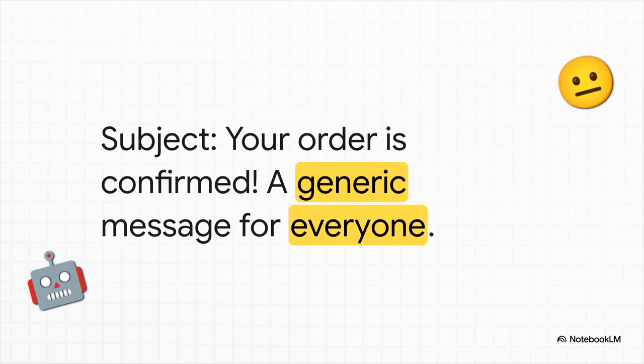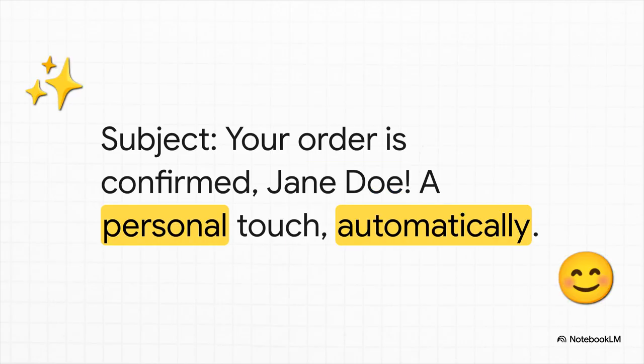Think about it. Without data mapping, your email subject line is going to be super generic, something like this. Yeah, it works, but it's cold, it's impersonal, it's the same message for every single person. But with data mapping, check out the difference. We've literally pulled the customer's actual name from the Shopify order and popped it right into the subject line. All of a sudden, this email is personal. It feels like a one-to-one conversation, and the best part is, it was all done automatically.